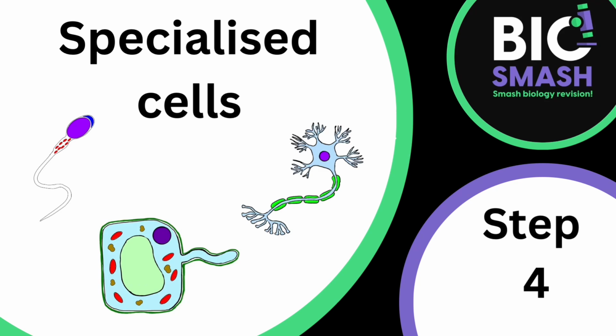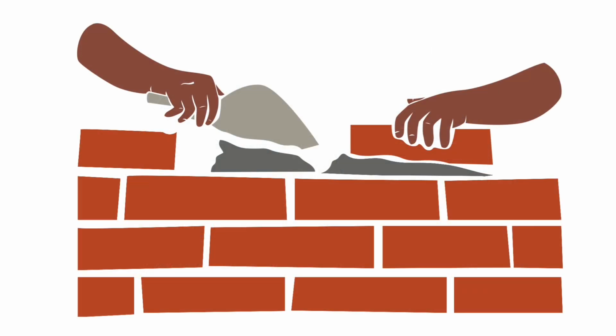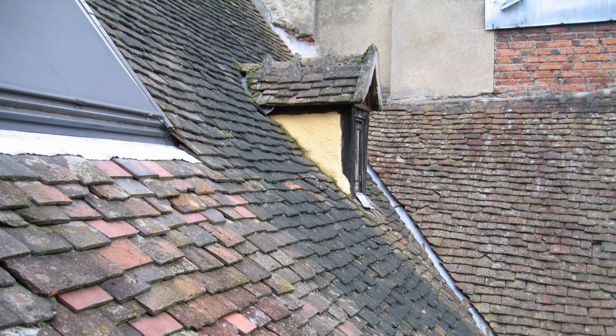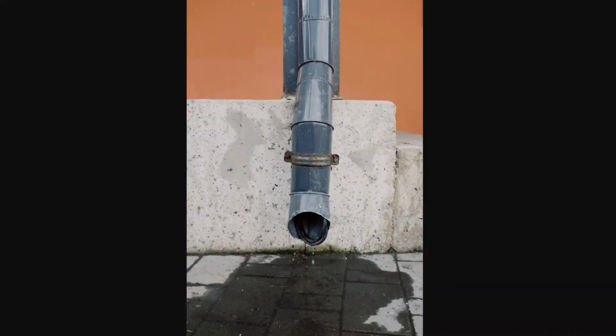Now, let's look at specialised cells. If we think back to the start of the video, to build a house you will need lots of different building blocks. You will need bricks to provide structure and support. You'll need roof slates to provide a waterproof layer. And you'll need pipes to carry water and other substances. Like the house, multicellular organisms are made of lots of different types of building blocks, so different cells take on different jobs. We say that the cells are specialised.